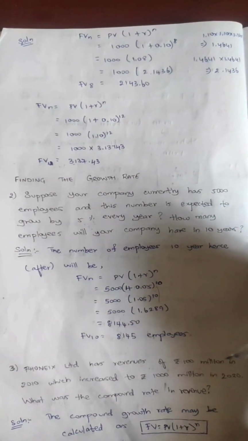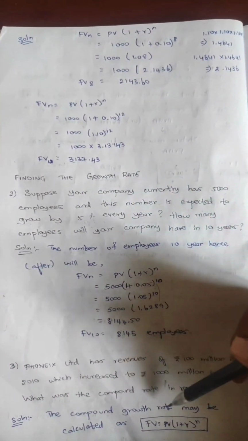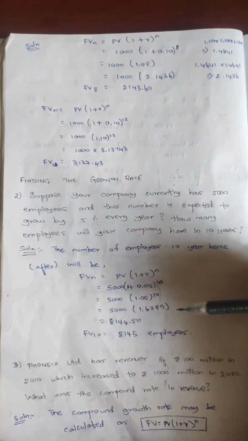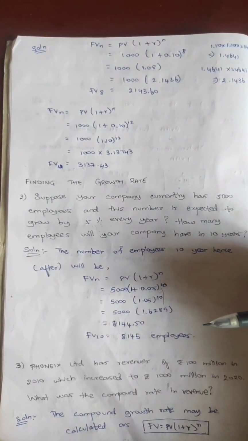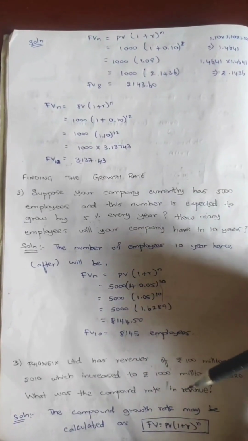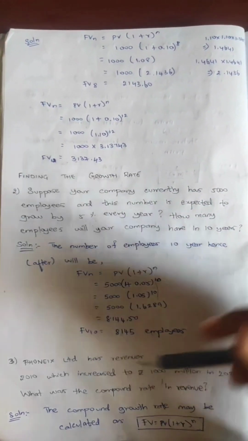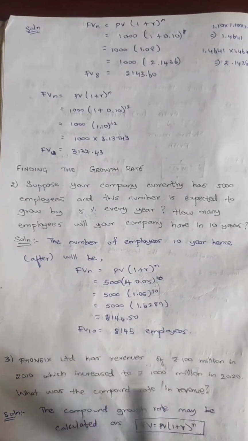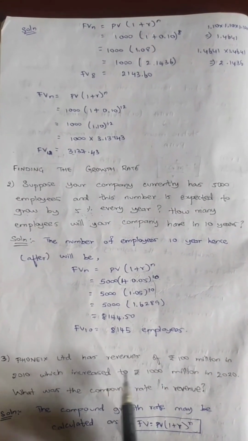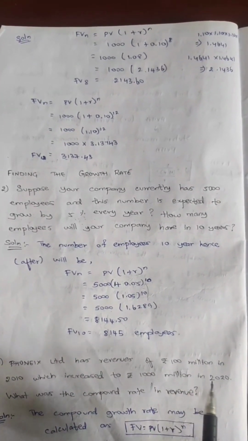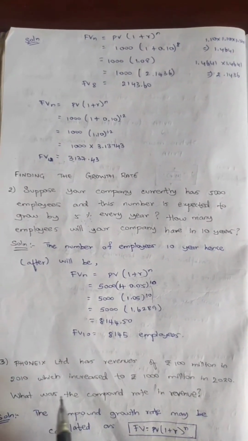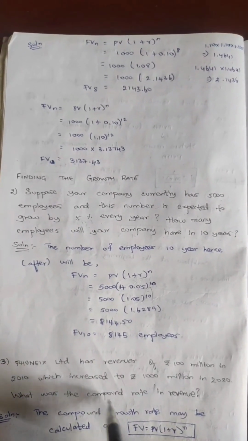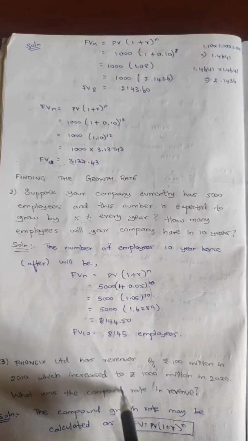In this sum, we will be finding the growth rate. In the last two previous sums, we just found the future value, but in this sum we are going to find the growth rate. The question states: Phoenix Limited has revenues of rupees 100 million in 2010, which increased to rupees 1000 million in 2020. What was the compound rate in revenue? So we will find r.